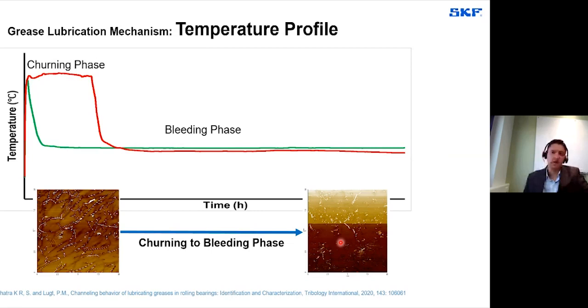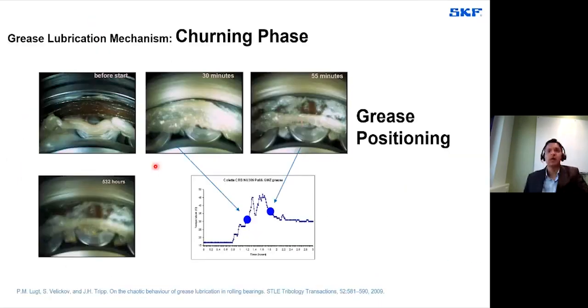So here we see a pictorial representation of the grease positioning, that means how exactly reservoirs are formed. This is the situation before the start. You fill the grease in the available free volume. Then you start your operation. Grease starts to flow, and a macro flow will happen in the beginning. Then after 55 minutes, there is still a flow, and grease will migrate to different parts of the bearing.